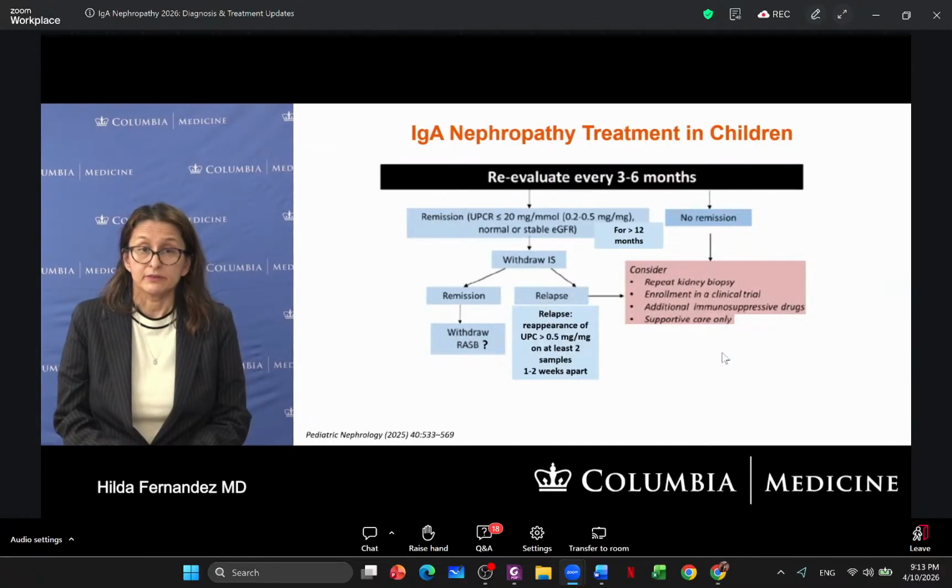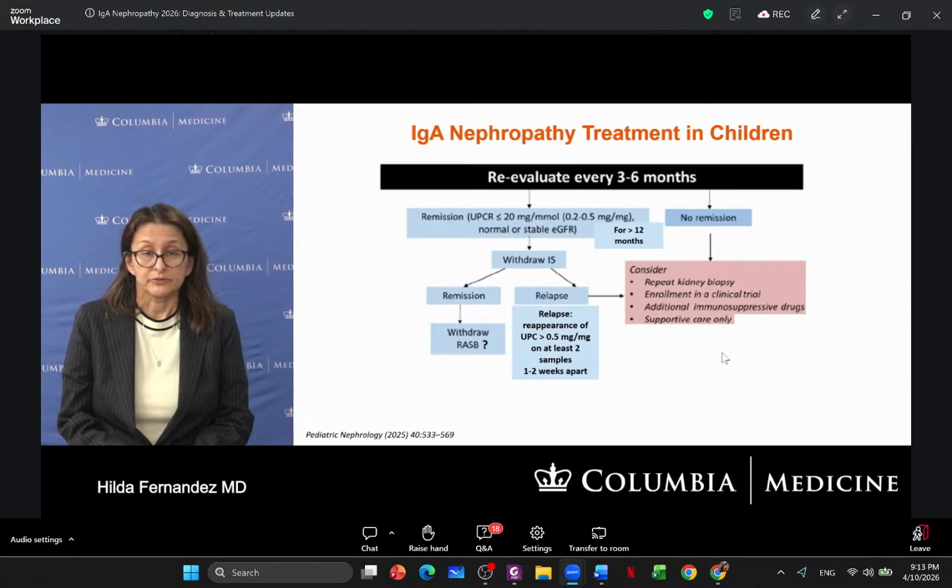After you've done all this, then you have to reevaluate again and decide, have I met my targets? So what we would really like to see is complete remission. Complete remission would be UPC less than 0.2 with a stable GFR for greater than a year, at which point we can decide whether or not we're going to pull back on our immunosuppression. And would we ever stop the RAS inhibition at that point is a question.